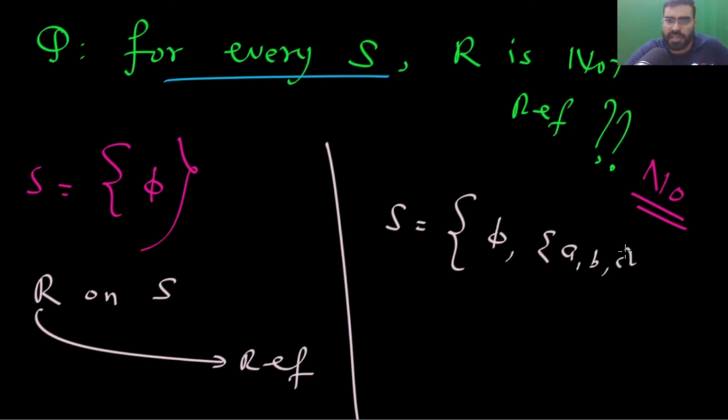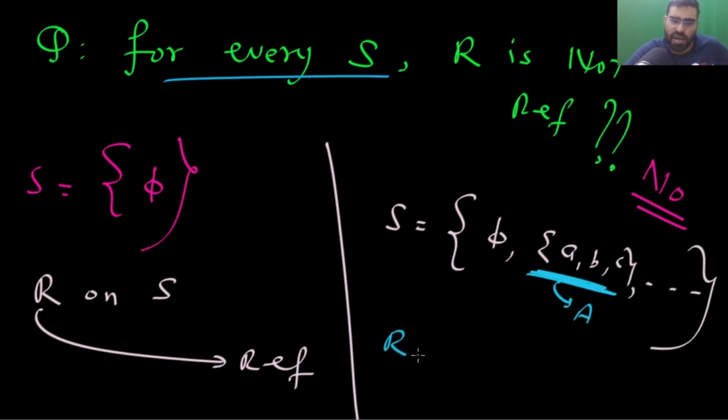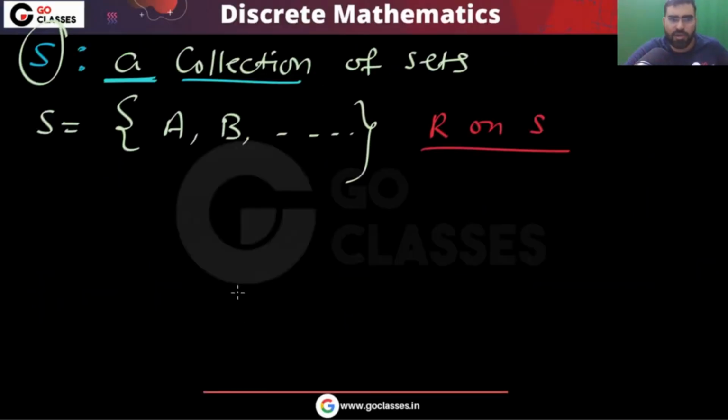So if you take this S or some more, then in this situation, if you define R on S, then that will not be reflexive. So this will be a nice question that can be created. Okay. Now let's see this.